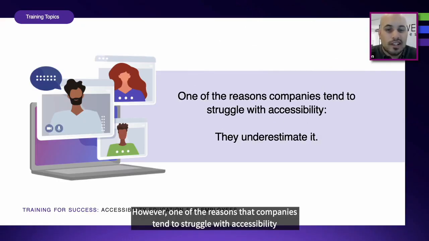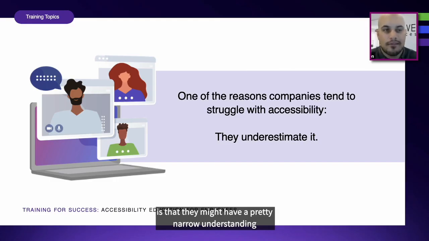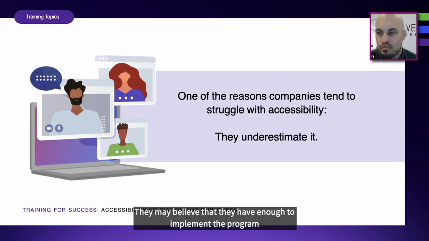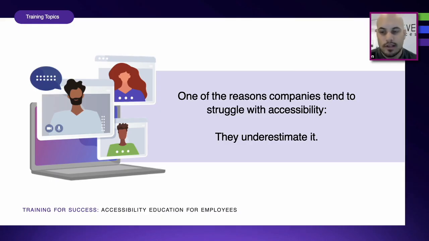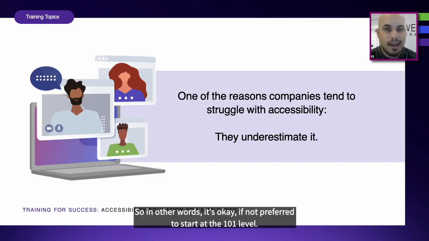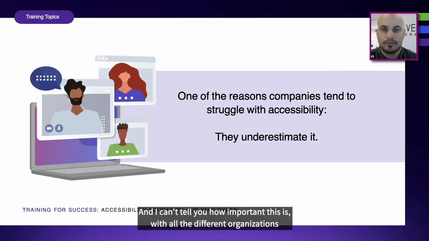However, one of the reasons that companies tend to struggle with accessibility is that they might have a pretty narrow understanding of what a robust accessibility training program should look like. In other words, they may underestimate it. They may believe that they have enough to implement a program, only to realize that there's much more to it than originally believed. So in other words, it's okay, if not preferred, to start at the 101 level.